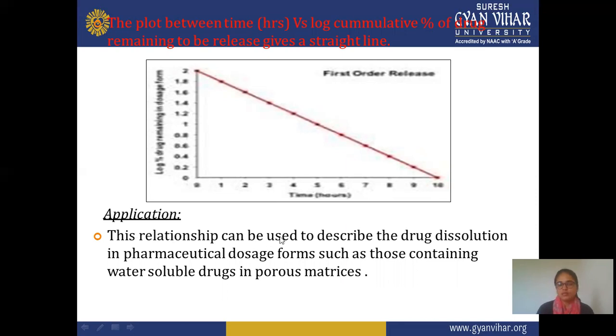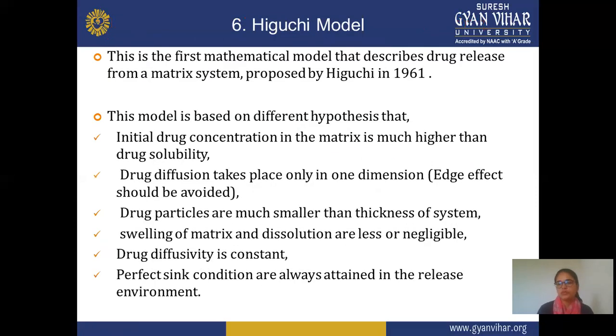And these relationships can be used to describe drug dissolution in pharmaceutical dosage forms, such as those containing a water soluble drug in a porous matrix. Means this first order model, or this graph, helps to describe the dissolution rate profile of a drug in a pharmaceutical dosage form containing a water soluble drug released through a matrix or porous matrix in the tablet. So this is regarding the first order model, or fifth model.